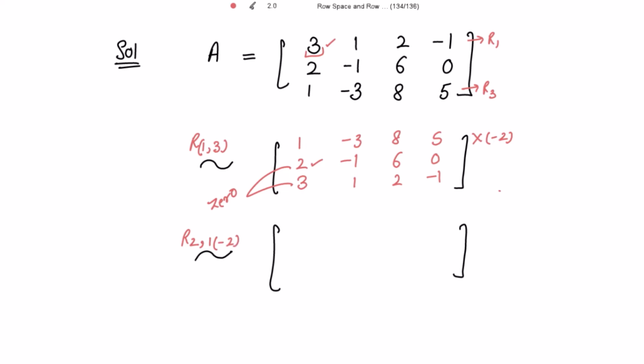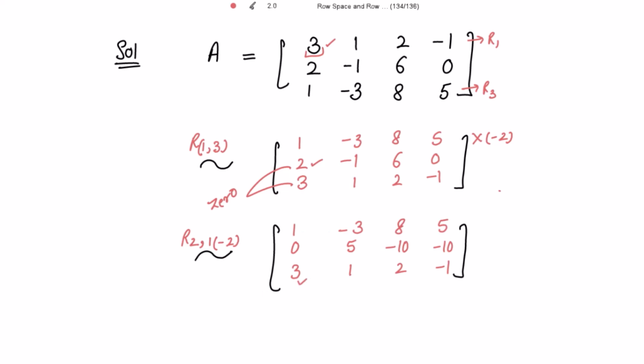So -2 into 1 is -2, adding this to 2 we get 0. -2 multiplied with -3 is 6, adding this to -1 it becomes 5. -2 multiplied with 8 we get -16, and adding this to 6 we get -10. Multiplying -2 with 5 we get -10, and adding this to 0 we get -10, right? So this is your second row, and writing the first and the third row as it is.